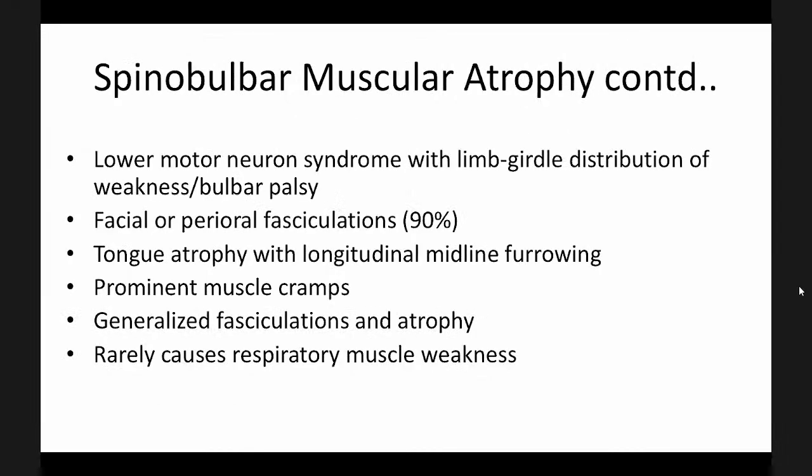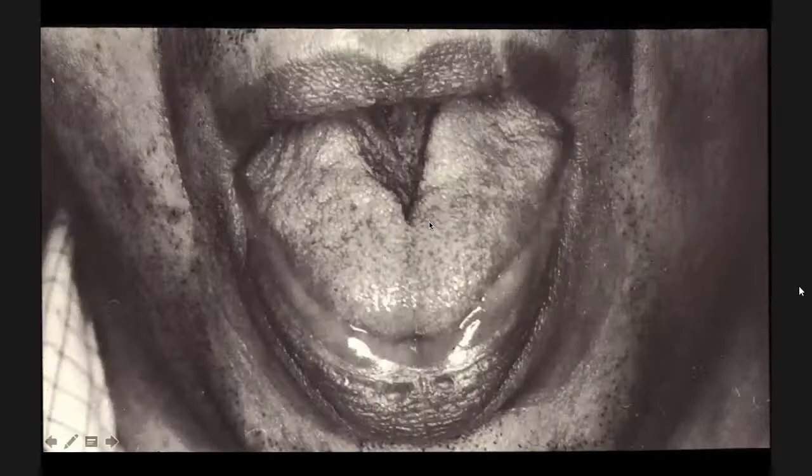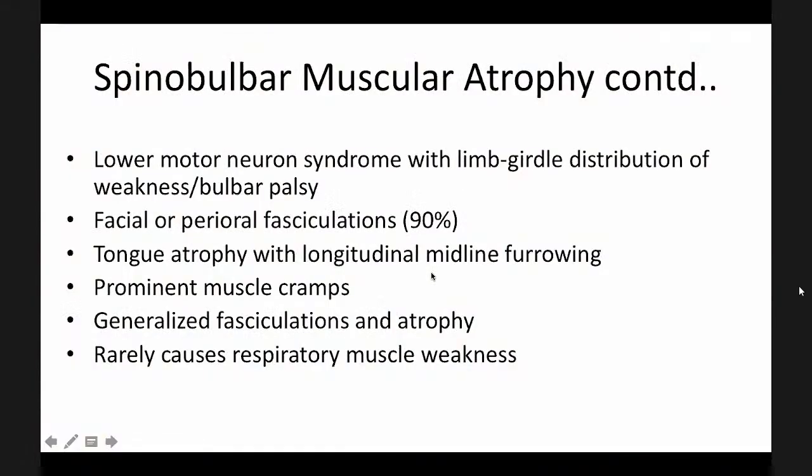Then these are the lower motor neuron syndromes with a limb-girdle distribution of weakness. So we have pelvic muscle weakness in these cases. We have facial and periorbital fasciculation. Fasciculation is again the hallmark of lower motor neuron type of motor neuron disease. There is tongue atrophy with longitudinal midline furrowing, so the size of the tongue is markedly reduced and there is some midline furrowing. There are prominent muscle cramps. We have generalized fasciculation and atrophy. So the hallmark of this lower motor neuron disease is primarily fasciculation and atrophy. If somebody asks what the hallmark features of any form of lower motor neuron disease are, that is atrophy and fasciculation.